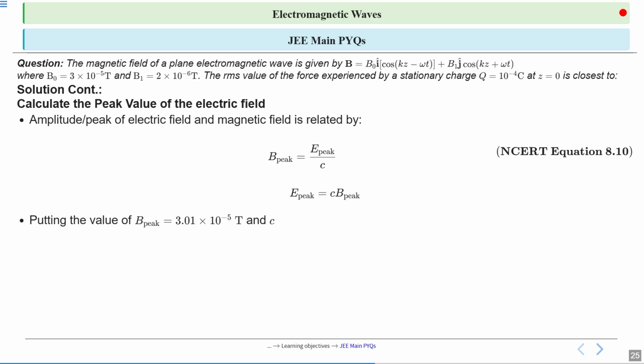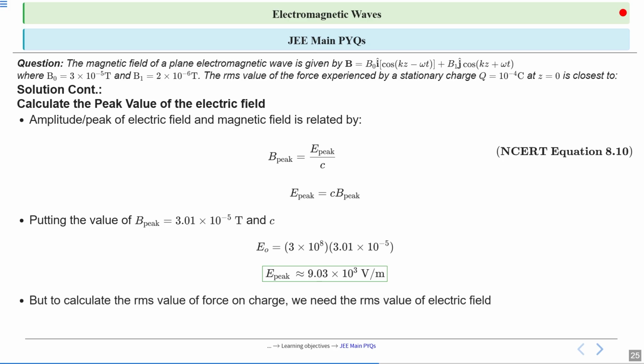So putting the value of B peak, which we have calculated, 3.01 into 10 to the power minus 5 Tesla, and value of speed of light, that is 3 into 10 to the power 8. So E peak will be equal to 3 into 10 to the power 8 times 3.01 into 10 to the power minus 5. Okay, so E peak will be approximately equal to 9.03 into 10 to the power 3 volt per meter. So this is the maximum value, or we can say amplitude of electric field.